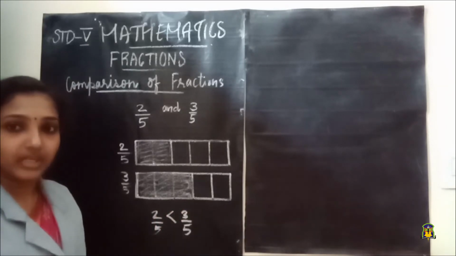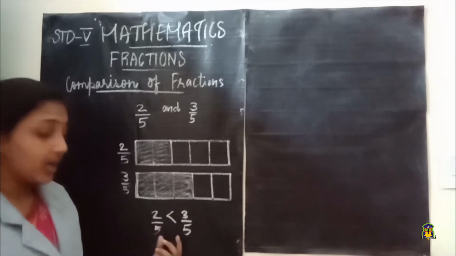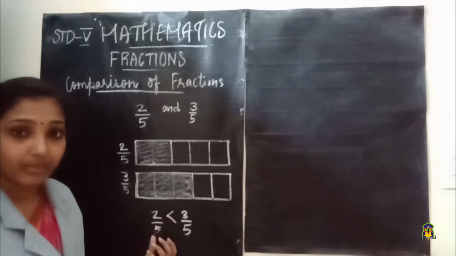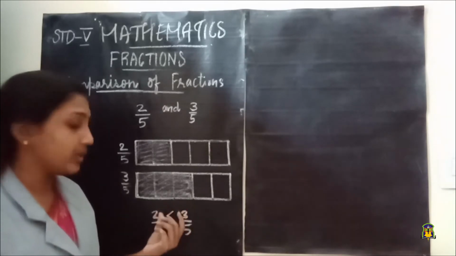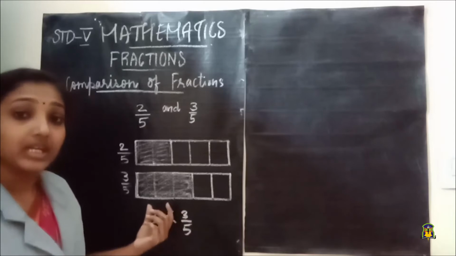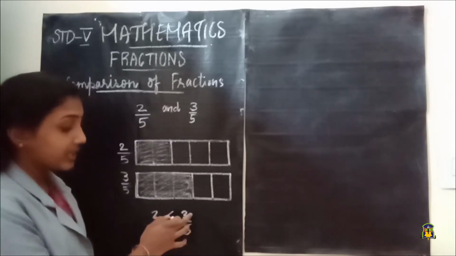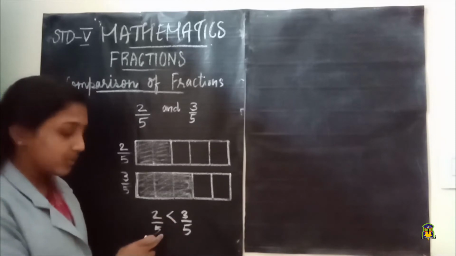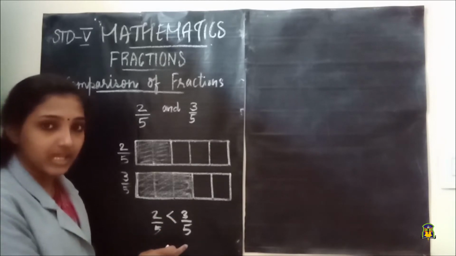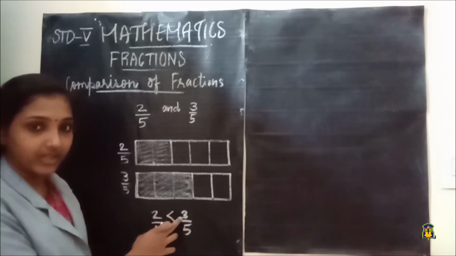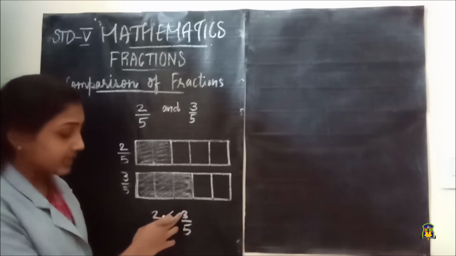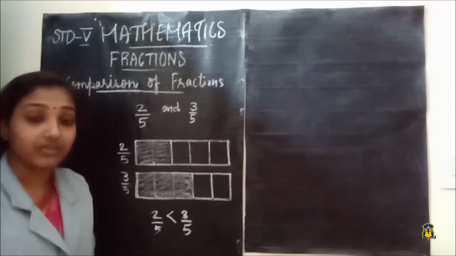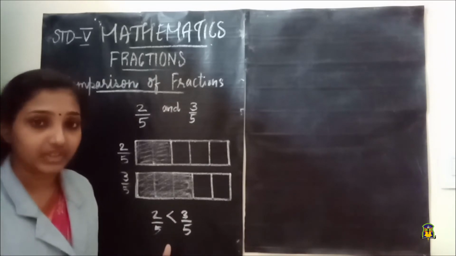So look here, when the denominators are the same for the two fractions and the numerators are different, the fraction with the greater numerator will be the greater one. So this is our first rule to compare the fractions.